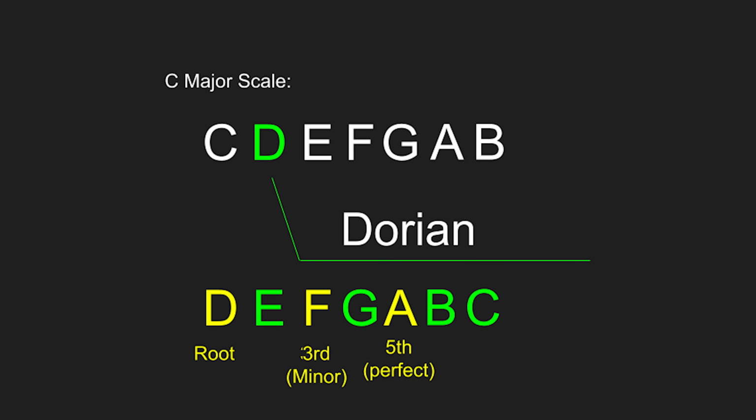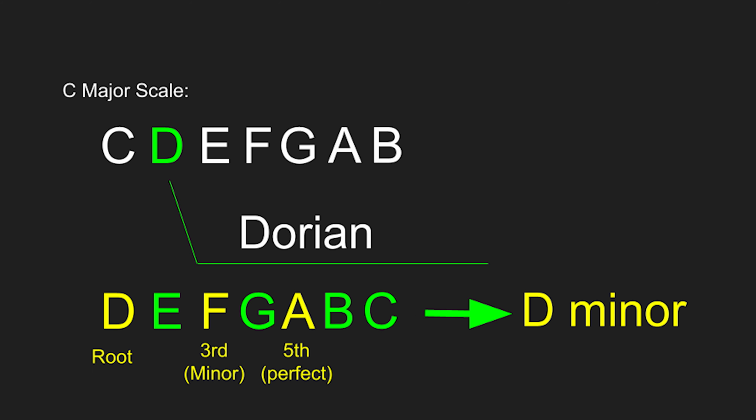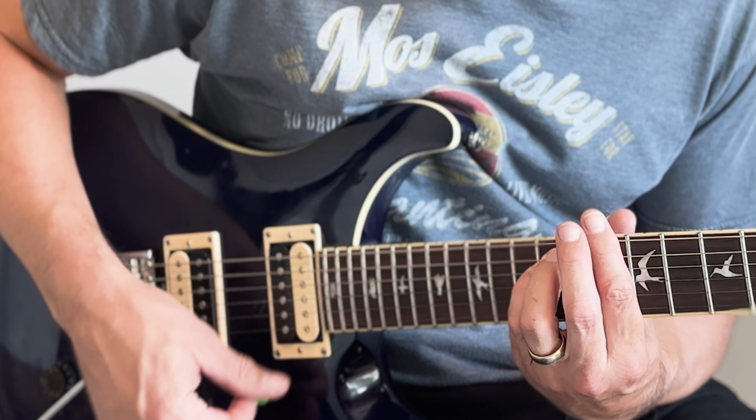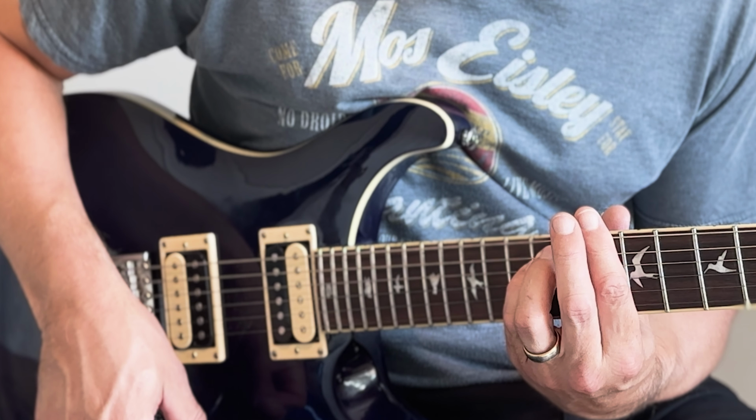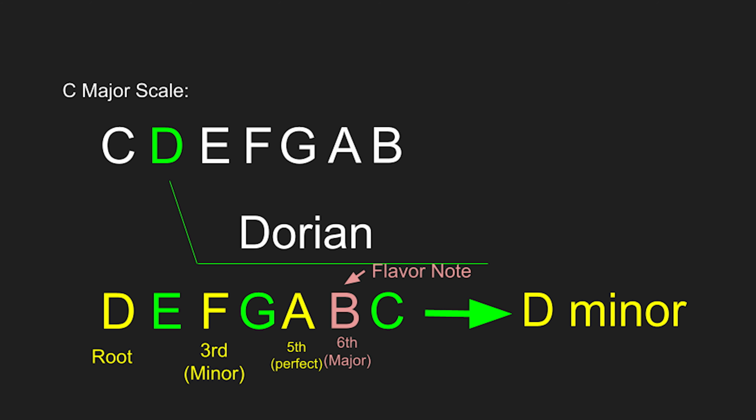Just like we did in Ionian, we'll determine the chord we'd use to play in D Dorian by taking the first, the third, and the fifth of the new scale, and that gives us D minor, because this time we have a minor third instead of a major third. This combination gives us a major sixth, and that is our flavor note that we can use to accentuate the Dorian sound as we play in Dorian.